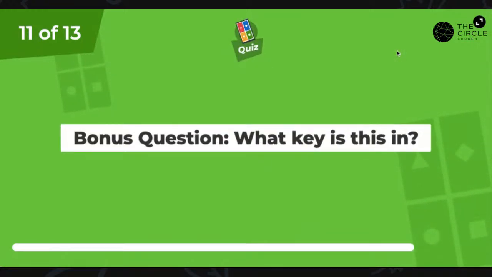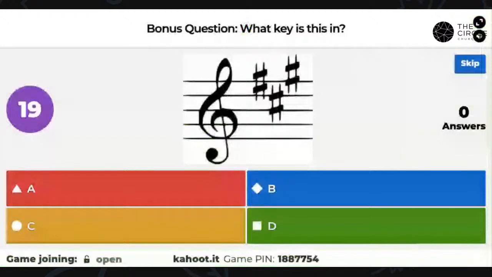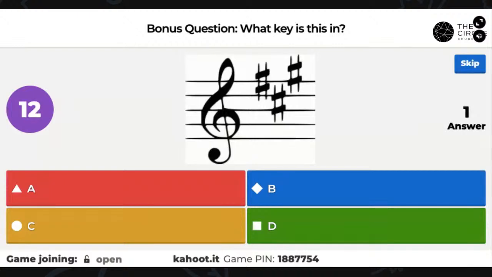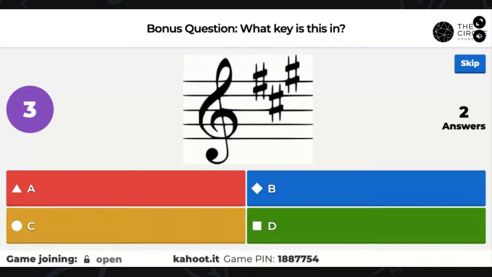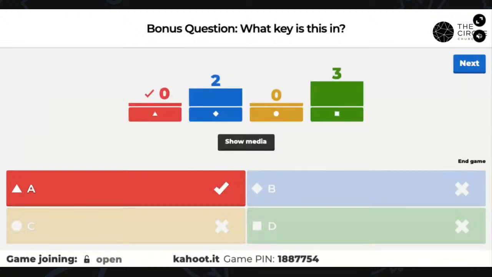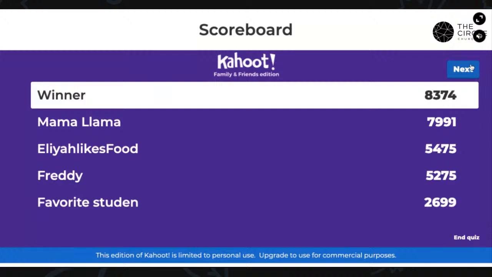So this is a bonus question. What key is this in? This key signature. This is a really hard one, and you have to be paying very close attention. Red is A, blue is B, yellow is C, and green is D. Oh, no one got that one right. Oh man. Yeah, that was a tough one. It was worth double the points, but we didn't say it, but it was on our slides.